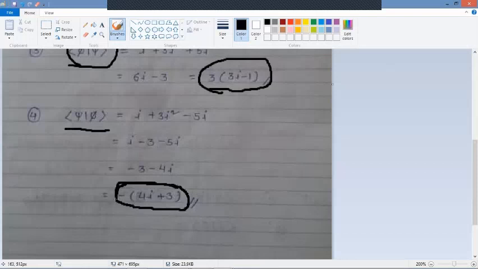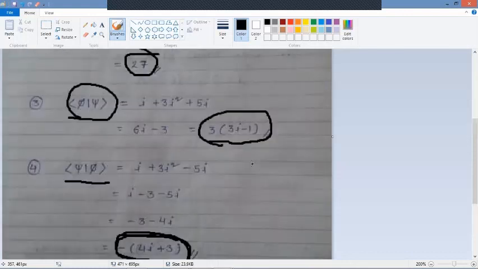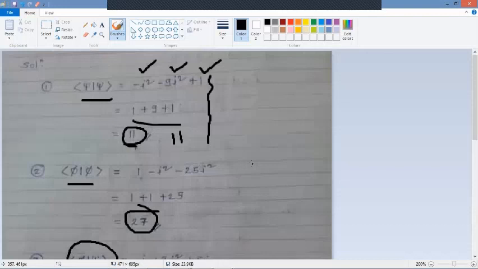If you have any doubt, you can ask me in the comment section and in the WhatsApp group also. These are very important numericals. By understanding these numericals, you can understand the concepts very well.